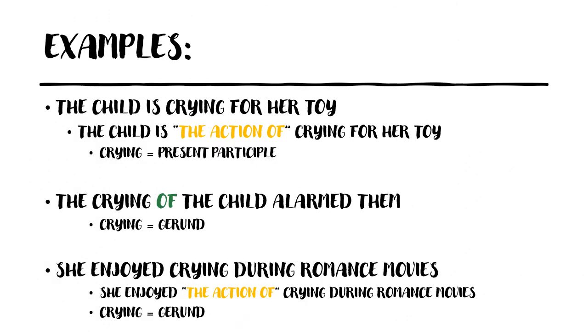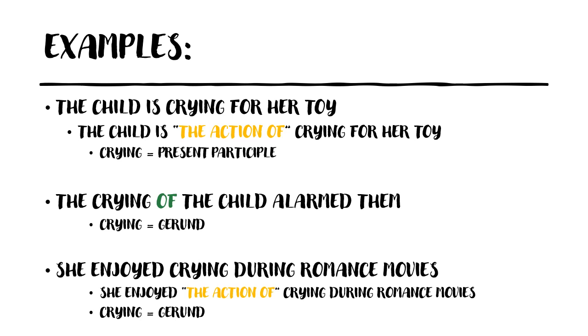For example, the child is crying for her toy. If I put the words the action of in front of crying, my sentence changes to the child is the action of crying for her toy. This sentence makes absolutely no sense, and therefore we can say that crying is a present participle. If I say the crying of the child alarmed them, we can see the word of coming straight after the word crying, and can say the word crying is acting as a gerund in this sentence.